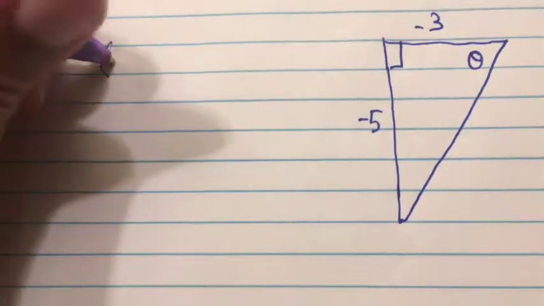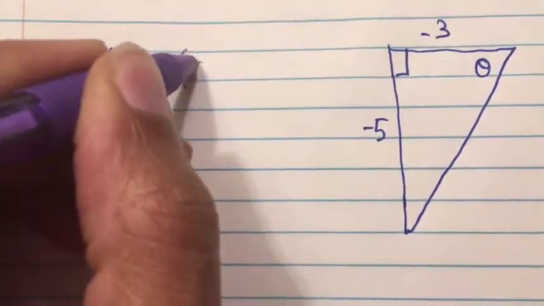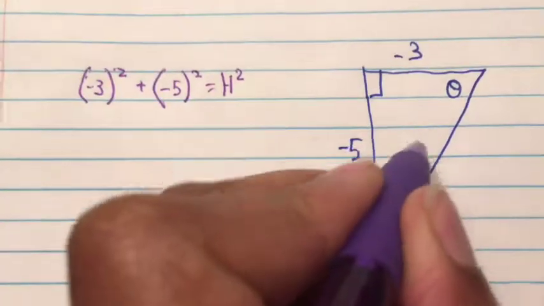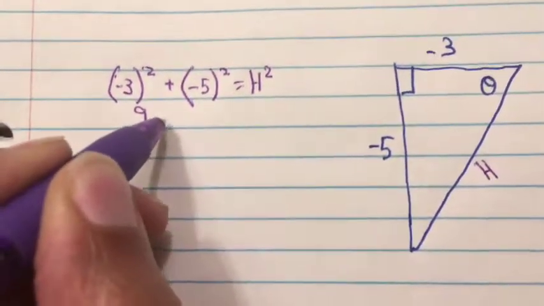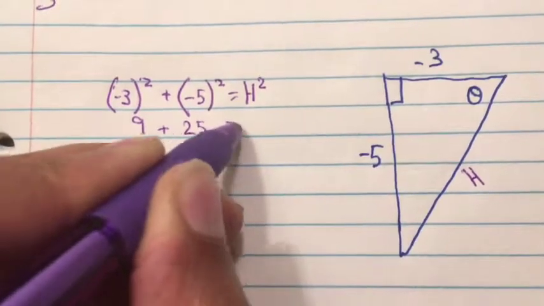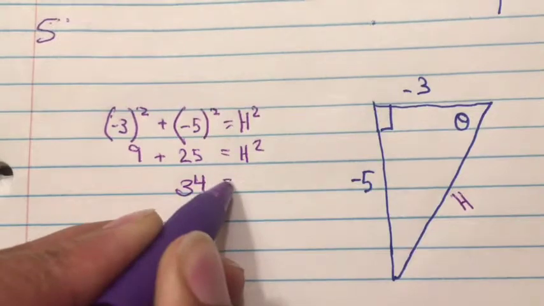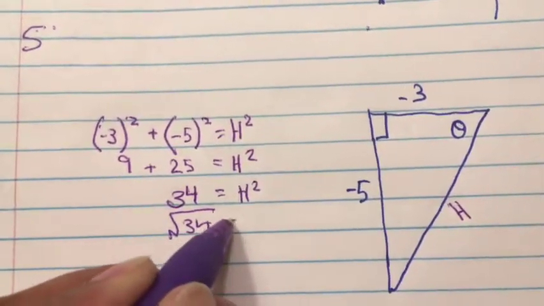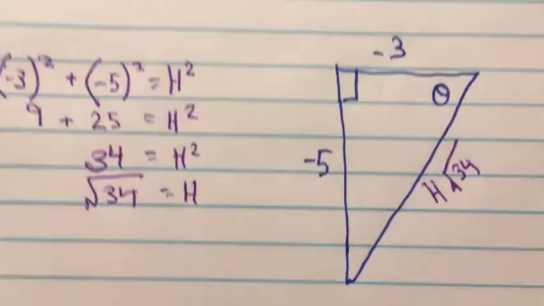Alright, so we're using the Pythagorean theorem. We're going to have -3 squared plus -5 squared equals h squared, okay, where h is our hypotenuse. And then we've got 9 plus 25 equals h squared. So 34 equals h squared. Taking the square root of both sides, square root of 34 equals h. So the hypotenuse is square root of 34.